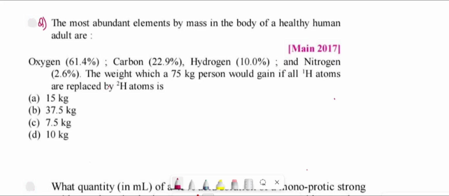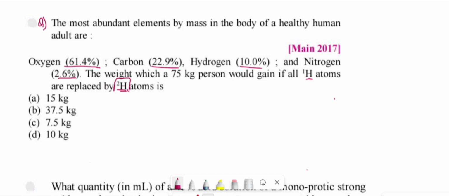The most abundant elements by mass in the body of a healthy human adult are, okay, here we have some elements given and their percentage. So the question is based on the percentage composition. Oxygen in the body of a human being is 61.4%, carbon is 22.9%, hydrogen is 10%, and nitrogen is 2.6%. Fine. So the weight which a 75 kilogram person would gain if all hydrogen atoms, H1 atoms, are replaced by H2 atoms. That means all hydrogen atoms are being replaced by deuterium atoms.